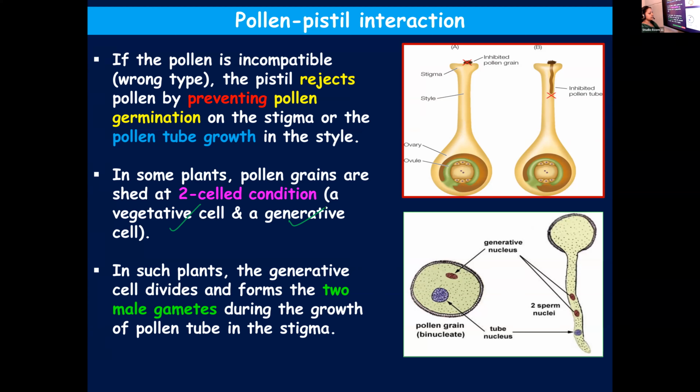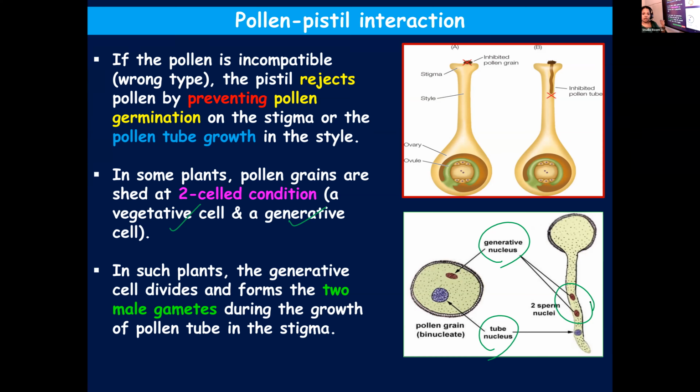Okay, and here you can see the nucleus of the generative cell. Tube nucleus means the nucleus of the vegetative cell. And then here you can see it will divide and form 2 sperm nuclei, 2 male gametes are being formed, and this takes place during the pollen tube formation.